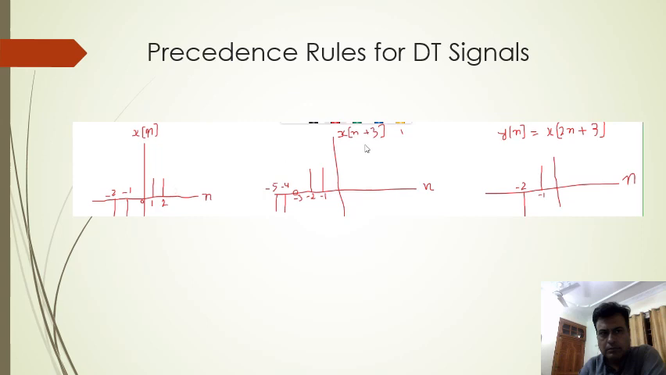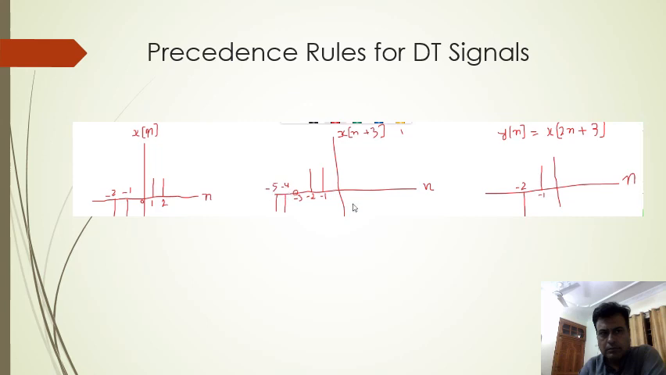It means we have to shift this signal towards the left by 3 units. Each point of this signal will shift towards the left by 3 points. The point which exists currently at n equals 2 will go to n equals -1 in the shifted signal. Similarly, the value which exists at n equals 1 will be shifted to n equals -2, and the value at n equals 0 will be shifted to n equals -3. Similarly, for -1 and -2, the corresponding shifted values will exist at -4 and -5.